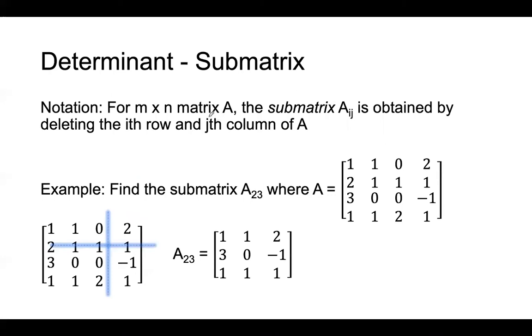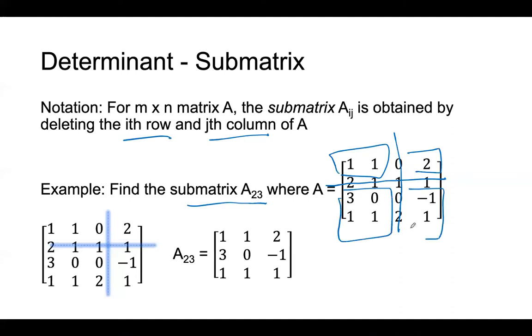Now, for an m by n matrix, the submatrix is obtained by deleting the ith row and jth column. So, for example, to find the submatrix of A23, we would delete row 2 and column 3. And what's left over is that submatrix. So you see 1, 1, 2, 3, 0, -1, 1, 1, 1.